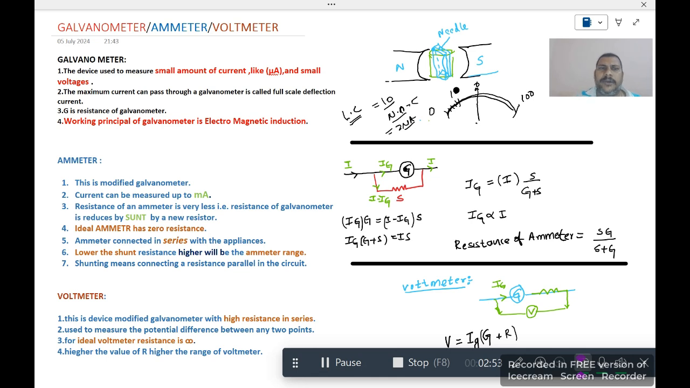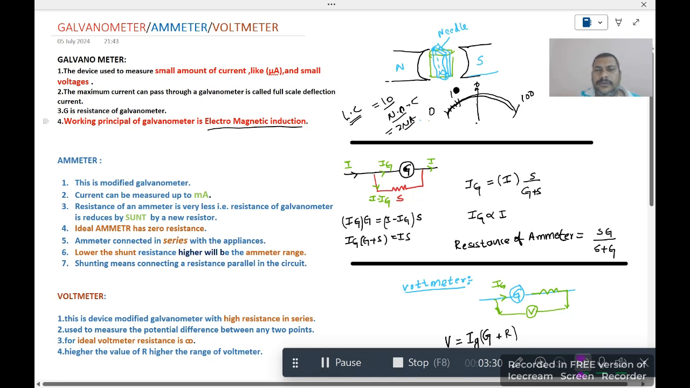This is galvanometer deflections, and the galvanometer works on the electromagnetic induction principle given by Faraday. When a current carrying coil is between magnets, the two magnetic fields give a non-uniform field, and this non-uniform field gives a force on the coil. The coil rotates, and those rotations are the deflections in the galvanometer. So the working principle is electromagnetic induction.